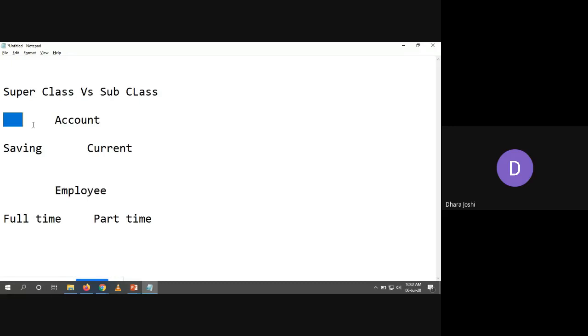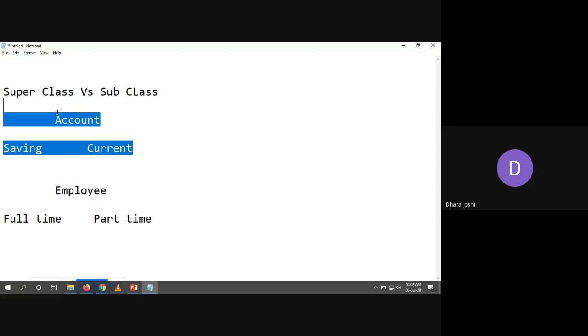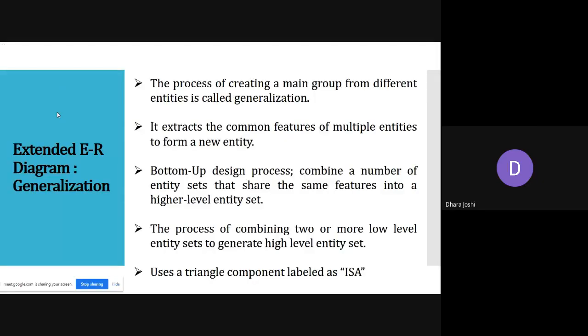If we talk about this example, saving account and current account are two different entities. But if we go from bottom to top, both of them are accounts. So it is the general term, and it is called generalization: the process of creating a main group from different entities. Here the different entities are saving account and current account, and we are creating a main group called account. It extracts the common features of multiple entities to form a new entity.